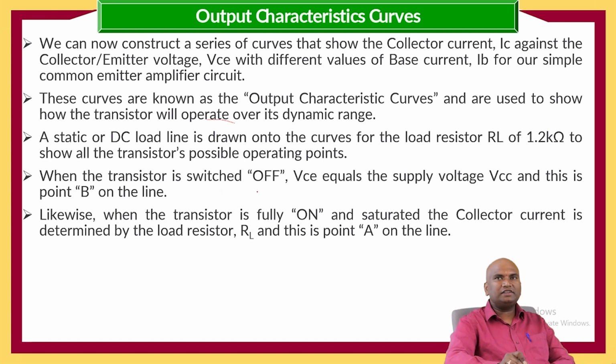When the transistor is switched off, VCE equals the supply voltage VCC, and this is point B on the line. Likewise, when the transistor is fully on and saturated, the collector current is determined by the load resistance RL, and this is point A on the line.